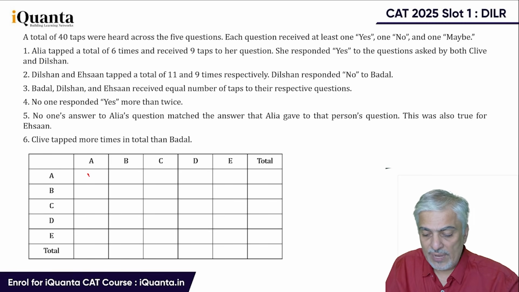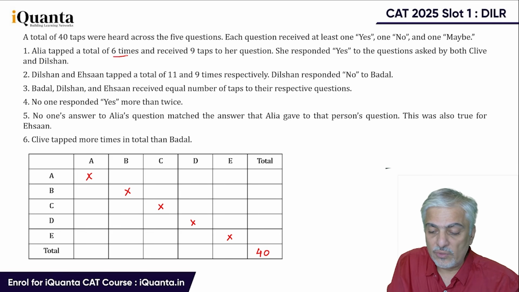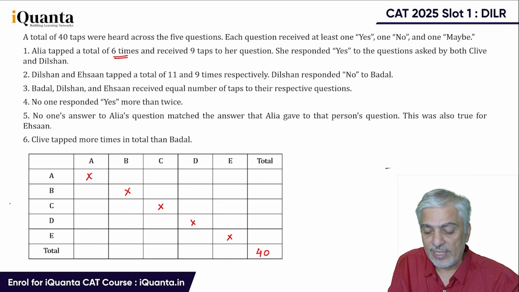So obviously A will not answer to A, B will not answer to B, C will not answer to C, D will not answer to D, and E will not answer to E. Total we knew was 40. Let's put down all the direct statements which we have. Alia tapped a total of 6 times. I'm going to start from here.